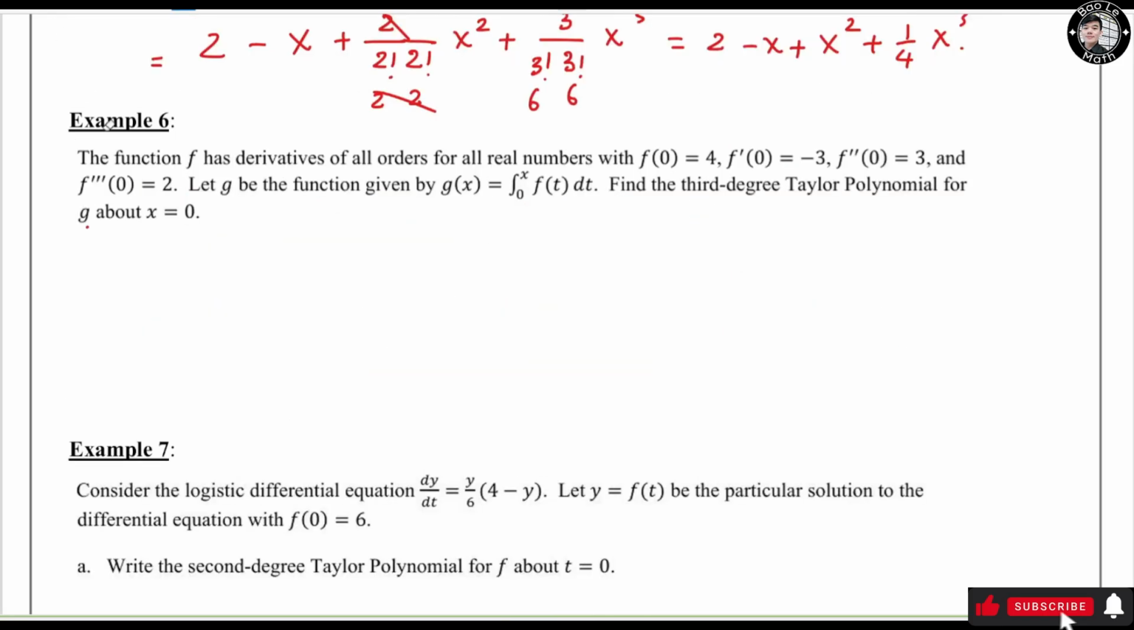Now let's move on to example number 6. It's going to be similar to example number 5. The only thing different right here is the function g of s given by the integral of this guy. So you just take the derivative: g prime of s equals, bring s over here, f of s. g double prime of s equals f prime of s, and g triple prime of s equals f double prime of s. We can stop right here, because this is the third degree Taylor polynomial.